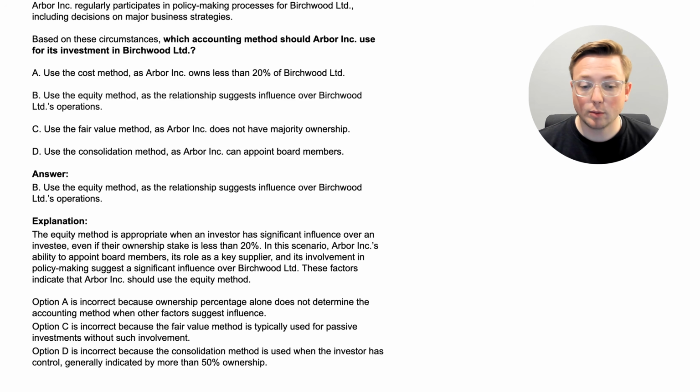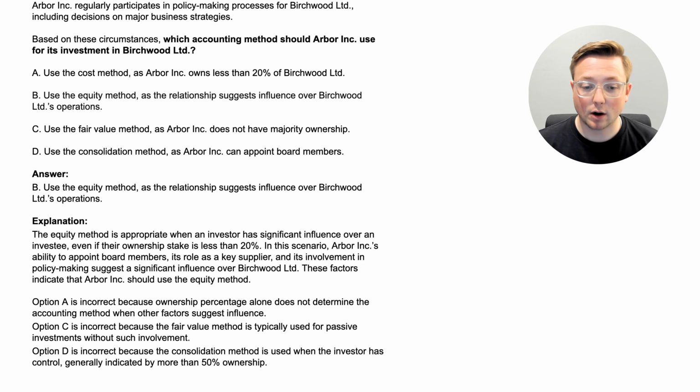In this scenario, Arbor Inc.'s ability to appoint board members, its role as a key supplier, and its involvement in policymaking suggest a significant influence over Birchwood Ltd. So with all these things, if they have a really big impact on Birchwood, even though they only own 15%, but they are making policies with them, appointing board members, doing all these things, then that's an indication that they do have significant influence, and therefore you would probably use the equity method.